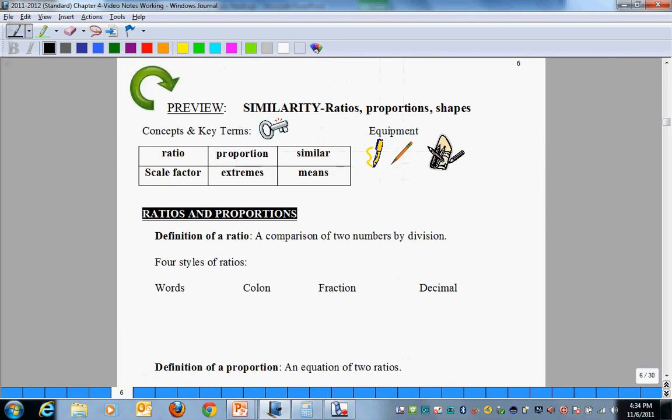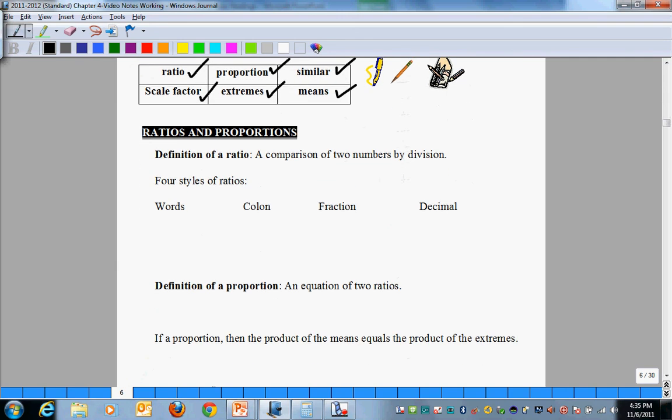When we talk about similarity, the key words you need to be familiar with are ratio, proportion, similar, scale factor, extremes, and means. Definition of a ratio is a comparison of two numbers by division. So we're comparing two numbers which are divided. The most common ratio, comparison by division, is a fraction. So when we have 3 over 4, that is a ratio.